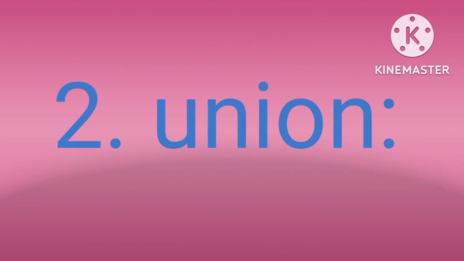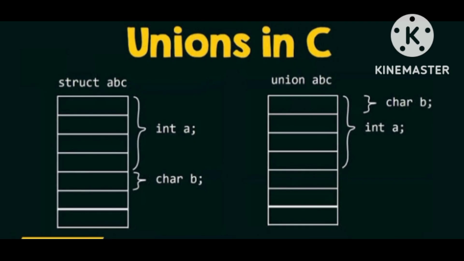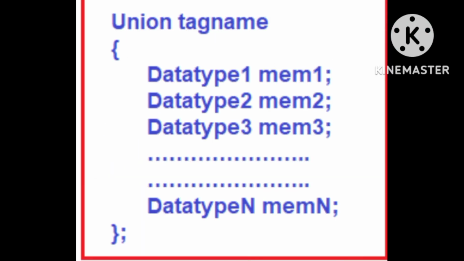And the second one is union. What is a union? A union is a collection of heterogeneous data type elements, like structure variables. Union variables occupy less memory, and this is the process of union and this is the example of union.